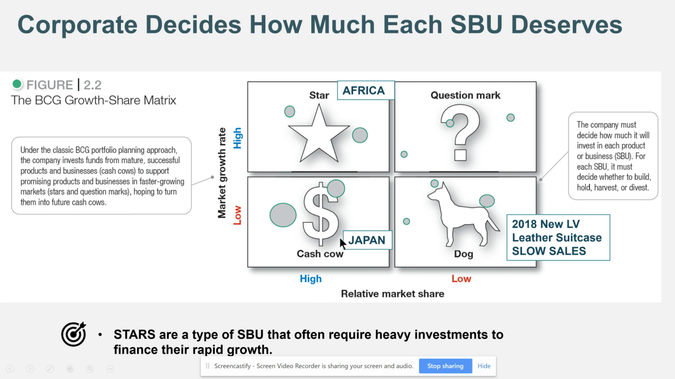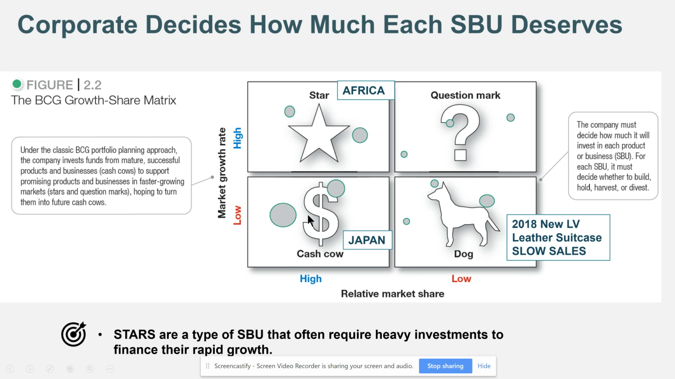So we're going to continue to invest there. But you know what? Those Louis Vuitton leather suitcases, they were slow sales. So that is a dog, and that has low market share and low growth rates. So we don't want you to sell any more suitcases.